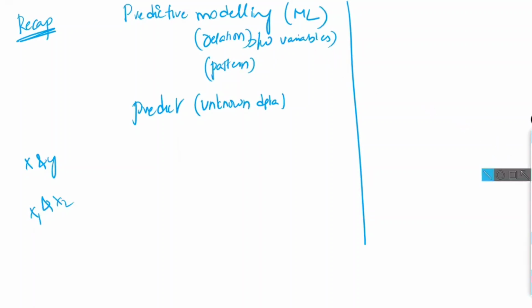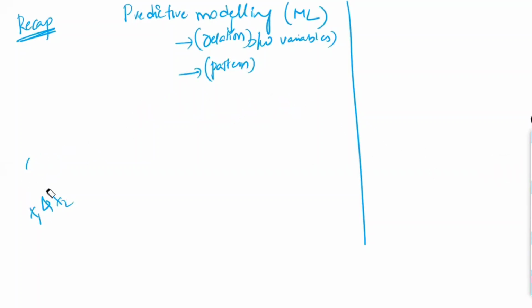Just identifying the relation between the variables is called modeling. Modeling means the relation between two variables. That relation is also called identifying the patterns. Now within predictive modeling, we have supervised machine learning, and the second one is unsupervised.